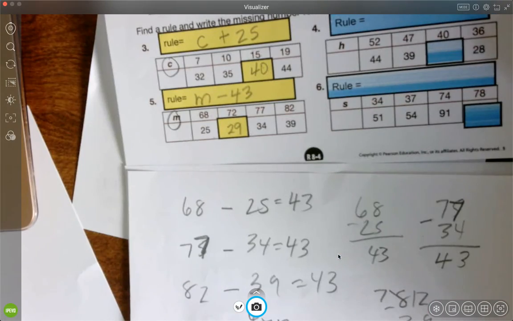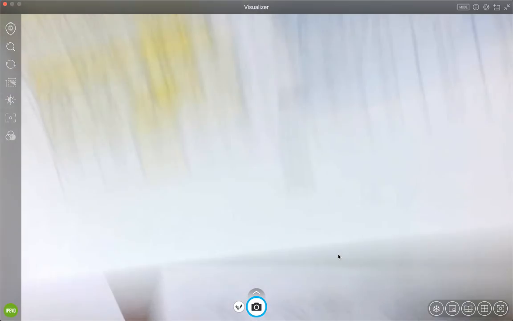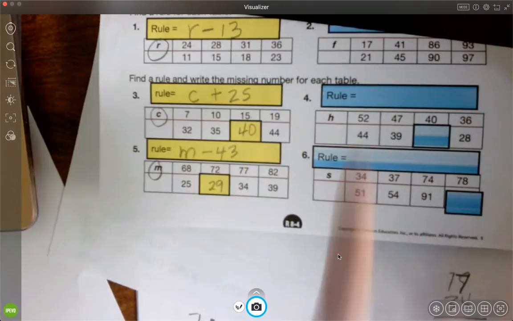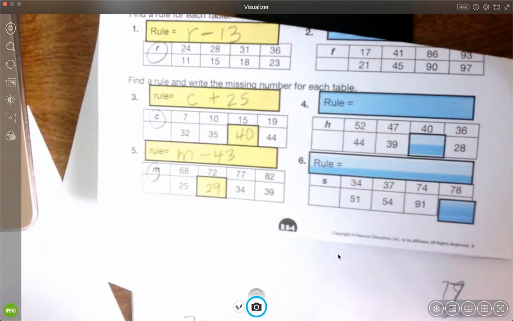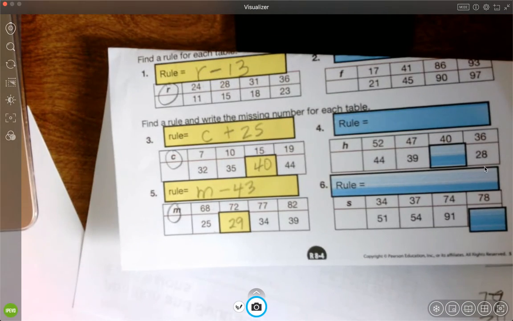So that's how we find the expressions. You're going to do the same thing on the other side. Look for the difference between the two. And again, they're either going to be an adding rule or a subtracting rule. That's what we're doing today.